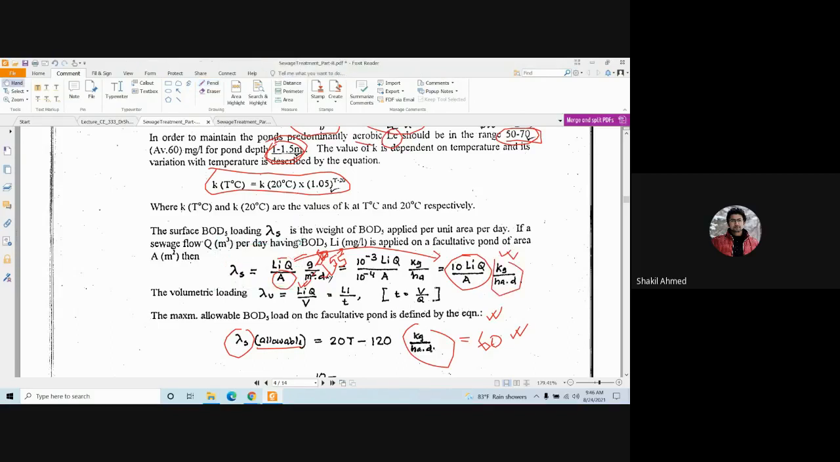Use this formula. So remember this, that lambda s equals to this. This is your actual load that you are applying, and this is the allowable load. And this lambda s has to be less than or equal to lambda s allowable. Clear?